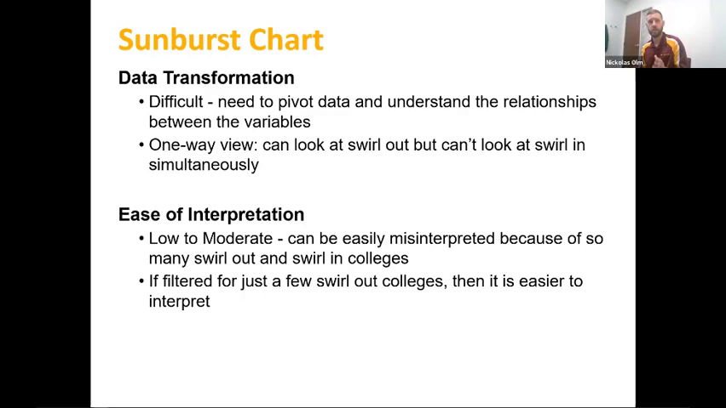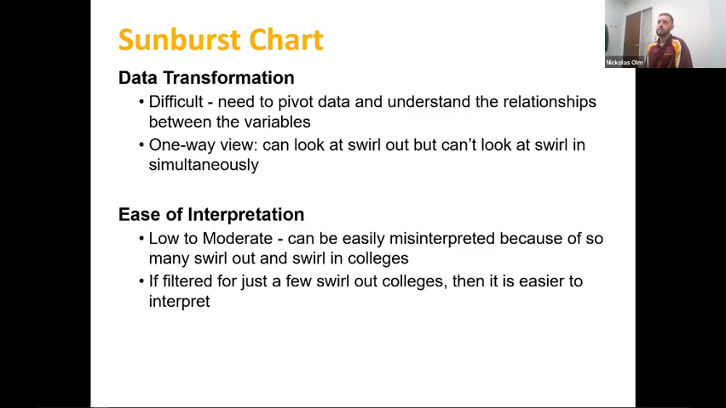I actually built this chart in Tableau and Excel, so I'll show both versions. And with a sunburst chart, it also only has the one-way view. So you only see the swirl out or you see a swirl in a separate chart. You can't see them simultaneously like you can in a Sankey diagram, which I'll talk about a little later.